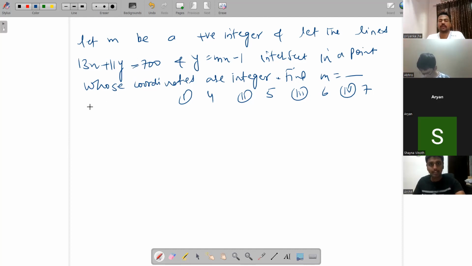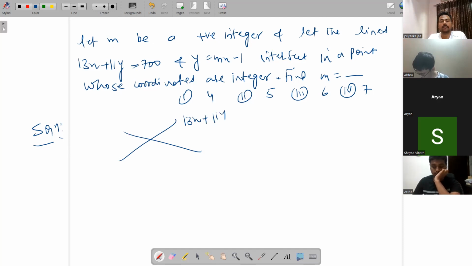See, let m be a positive integer. Now there are two lines. Suppose this line and this line. This line is 13x plus 11y equal to 700 and this line is y equal to mx minus 1. The question says that they intersect at a point whose coordinates are integers. So first you find the point of intersection. How do you find the point of intersection of two lines? You just have to solve this as a simultaneous equation.